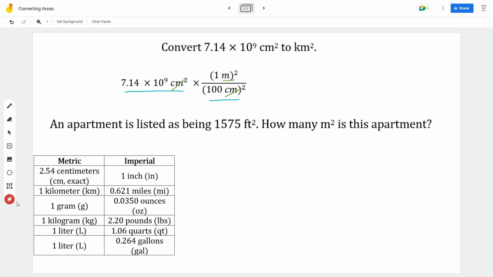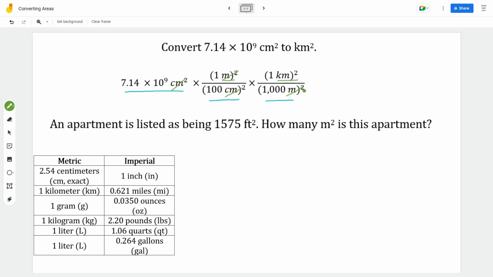However, I'm not finished because, of course, I have to go to kilometers squared. So now I'm going to tack on another conversion factor. Just like before, I'm going to focus on the meters to kilometers conversion first, then I will deal with the squared portion. Here's my conversion factor. There are 1,000 meters in 1 kilometer. However, I need my meters squared to cancel, so I'm going to square the denominator, square the numerator. Now my meters squared cancels, and I have converted into kilometers squared.